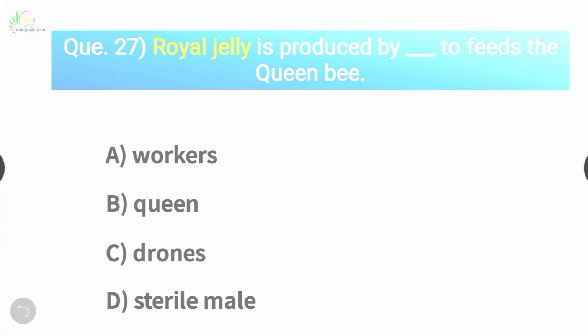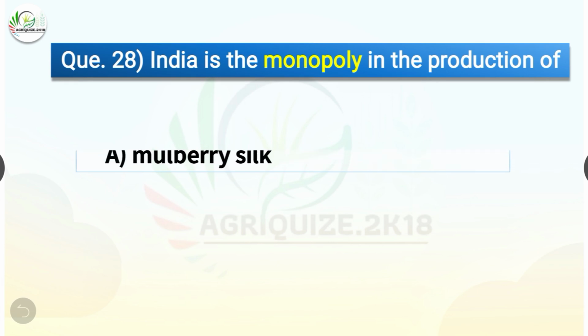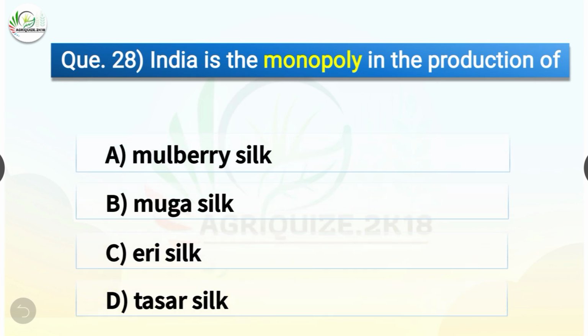Question number 28. India is the monopoly in the production of dash. The options are mulberry silk, muga silk, eri silk or tussar silk. The correct answer is option B, muga silk. So India is the monopoly in the production of muga silk.